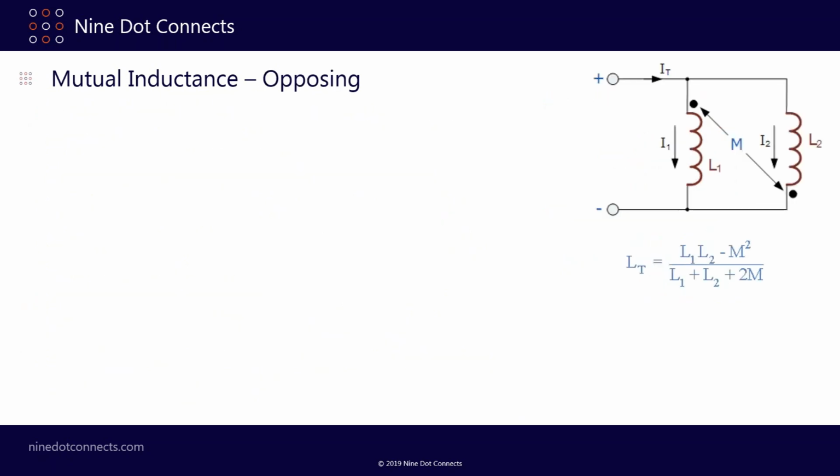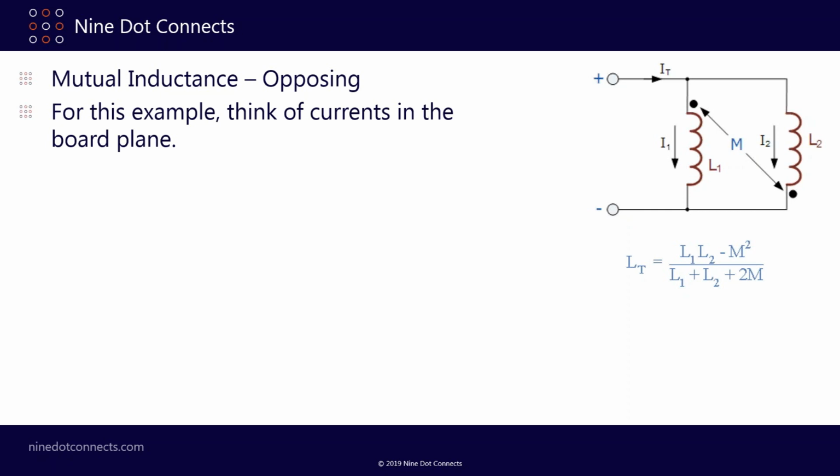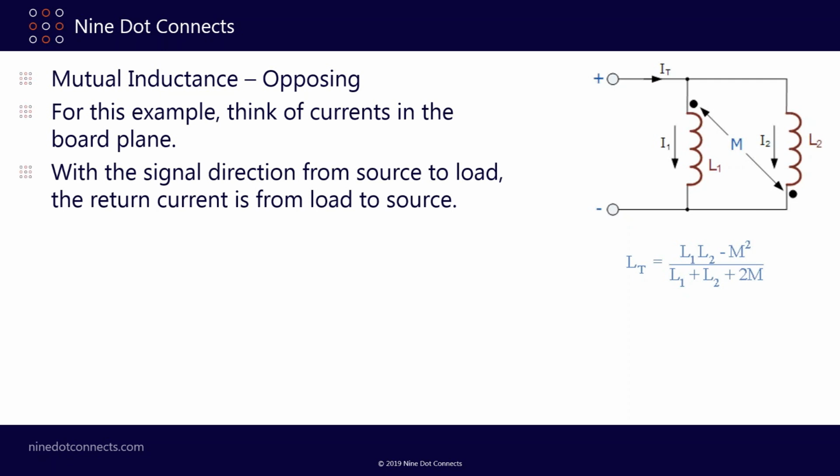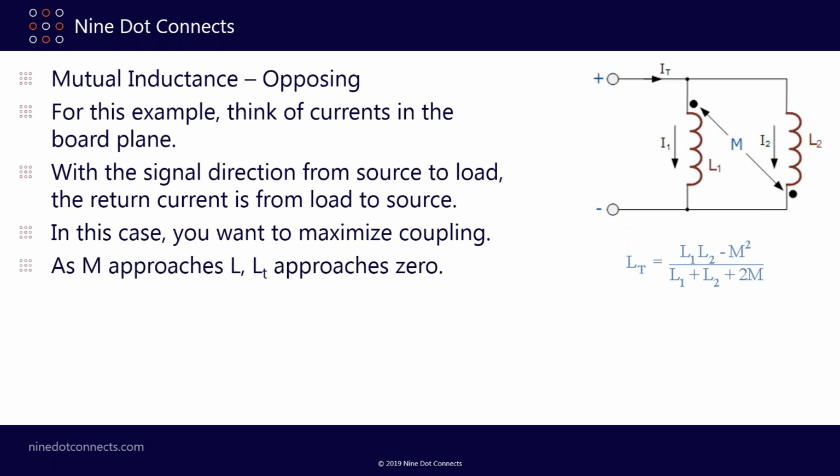Now, in an opposing situation, similar equation, but I want you to think of currents in a board plane. And what I mean by that is, let's say you have power coming into a circuit on the top layer, and then right below it, you have the return current. So it's going back to the source. In this case, you want to maximize your coupling, and you do that by physically placing the two layers in your board close together. Because when you do that, as M approaches L, your total inductance is going to approach 0.